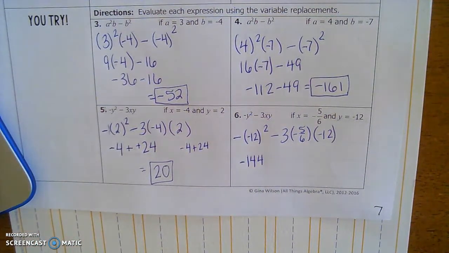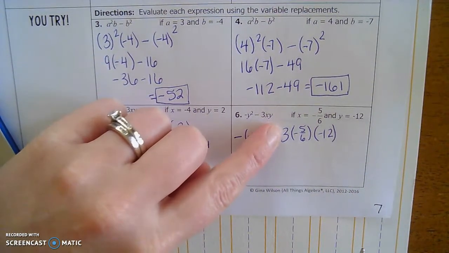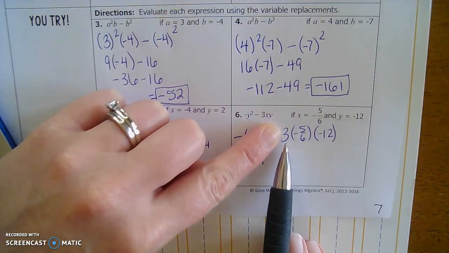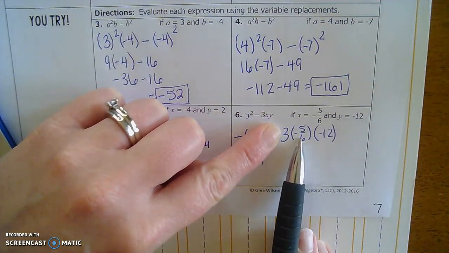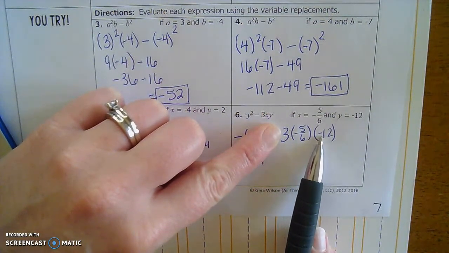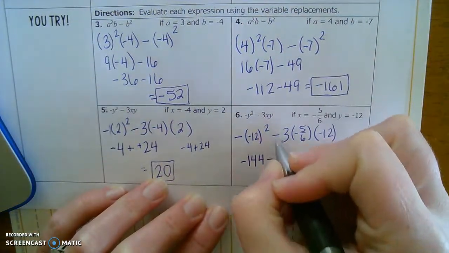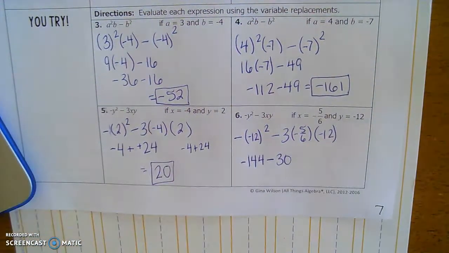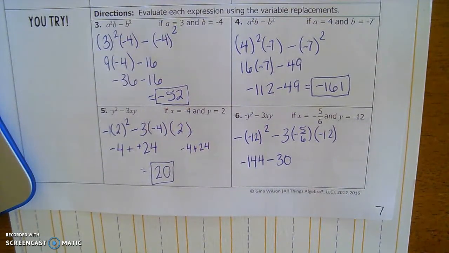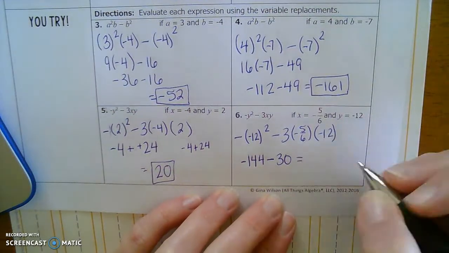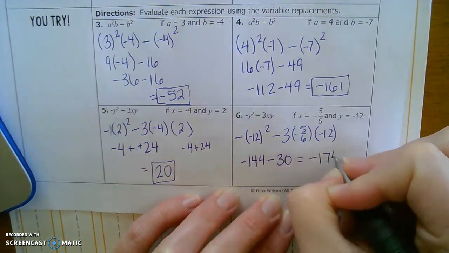So we have 3 times negative 5/6 times negative 12. Okay, so again, I'm going to ignore that minus sign. 3 times negative 5/6, which just means negative 5 divided by 6, times negative 12 gives us positive 30. So then you're going to bring the subtraction sign down and 30. So negative 144 minus 30 gives us negative 174.